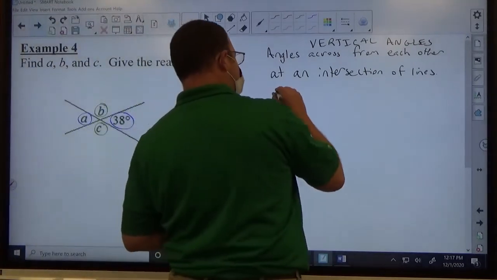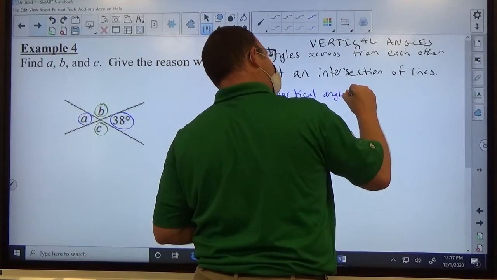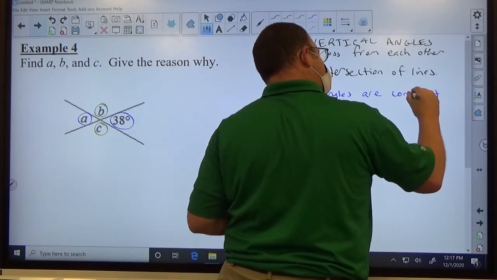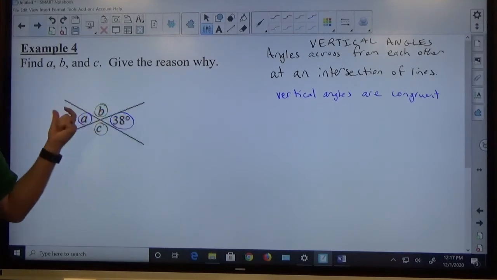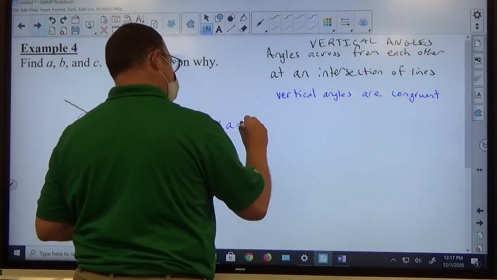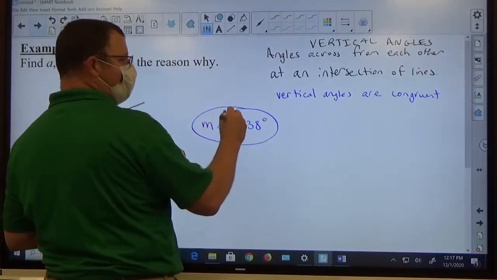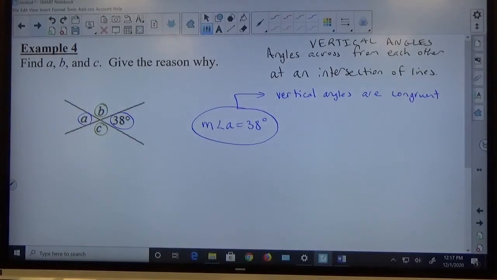So vertical angles are congruent. And in geometry, the word congruent means having the same measure. So if angle A and 38 degrees are congruent, that means angle A must be 38 degrees. The reason why angle A is 38 degrees is because vertical angles are congruent. If you're giving a reason why, that's why.